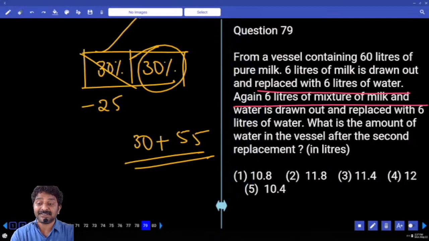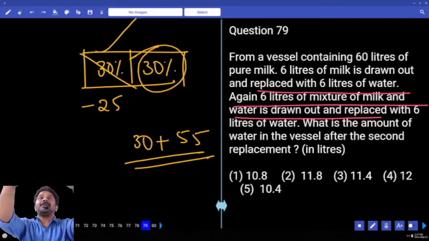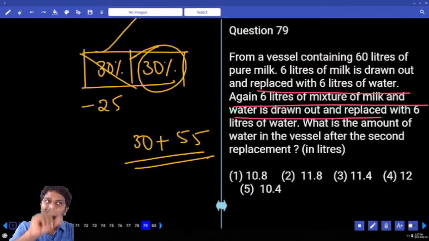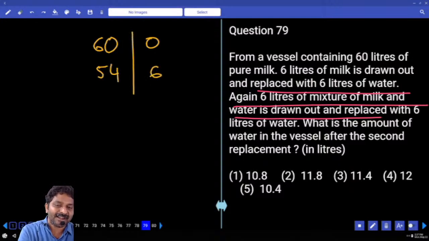Again 6 liters of mixture of milk and water is drawn and replaced with 6 liters of water. Again how much quantity is taken out? 6 liters out of 60. Can I also say 10%? If 10% of total quantity is going out, can I say 10% of existing milk is going out, 10% of existing water is going out? Milk 60 liters, water 0 liters, correct? 6 liters of milk is taken out, we have 54 liters. 6 liters of water is added. Yes?